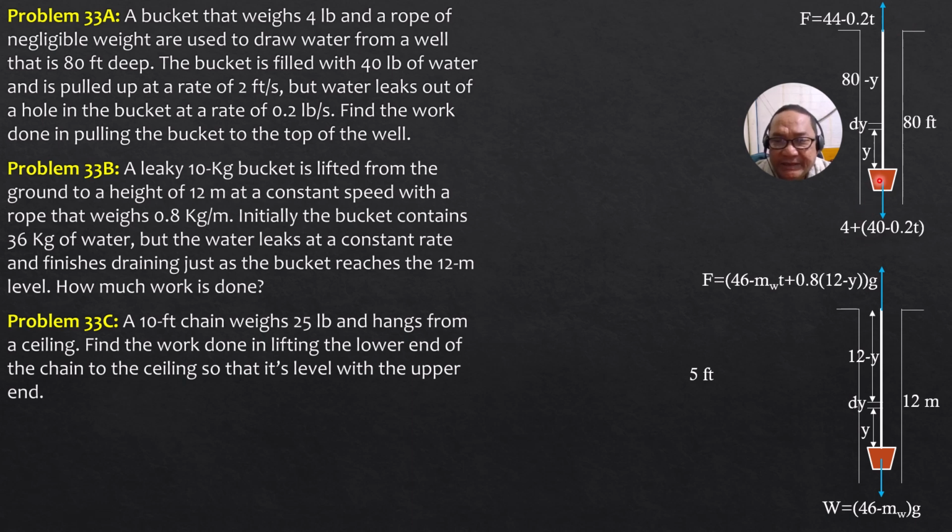So initially, if we have to cut the rope at this level here, then the force that should be exerted to lift the bucket and its content up would be, we have 4 pounds and the initial weight of the water in the bucket is 40 pounds, then minus 0.2 pounds per second times time. So let's compute the time it will take the bucket to reach the top.